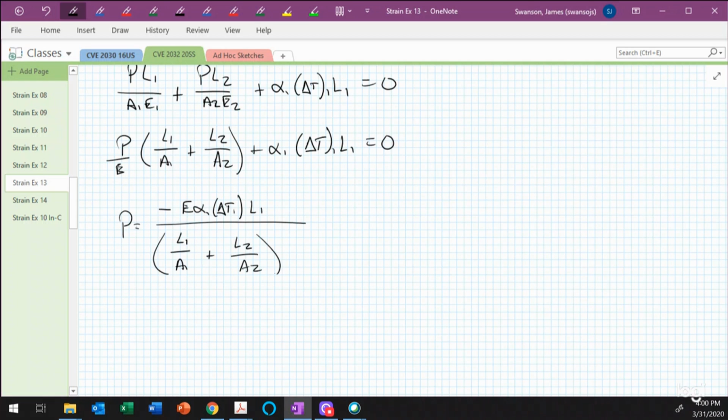So this force gives us a negative answer for a positive change in temperature. So that means that we end up with a compression when we have an increase in temperature, or when we have a decrease in temperature, a negative value of delta T, and then we end up with tension in there.